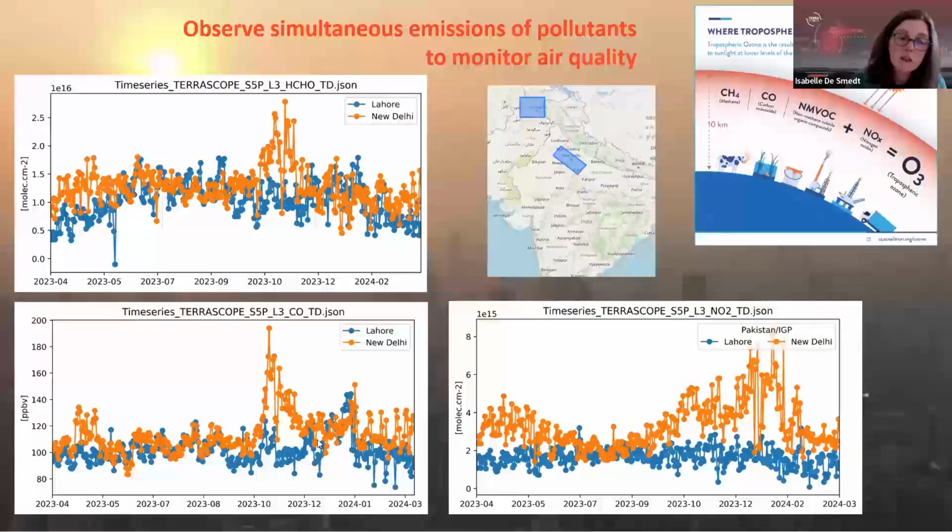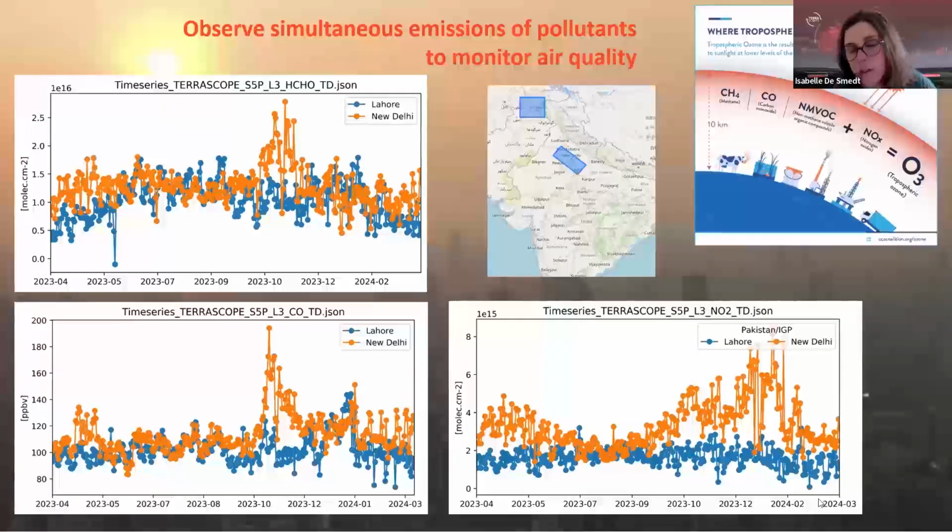So it means that there was some transport from New Delhi to Lahore, especially of CO. This is less the case in formaldehyde. And you can also see that NO2 shows quite a different behavior than formaldehyde and CO, with a longer period of elevated concentration over New Delhi and almost no significant increase over Lahore.